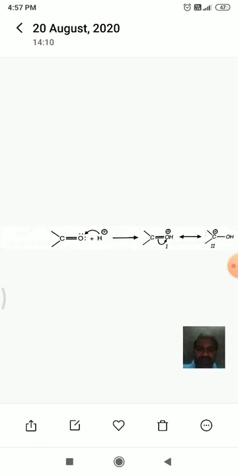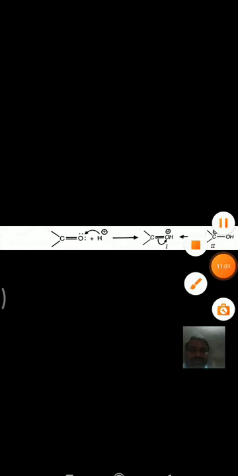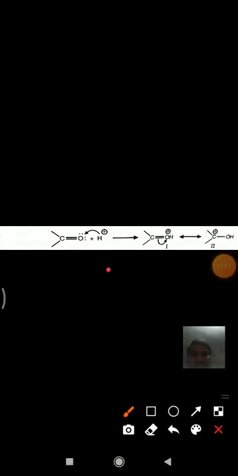For example, in the presence of acids, this proton adds to oxygen and it forms a positive carbonium ion. Then it makes the attack of the nucleophile easier. Hence, in acidic conditions, it facilitates the nucleophilic addition reactions.